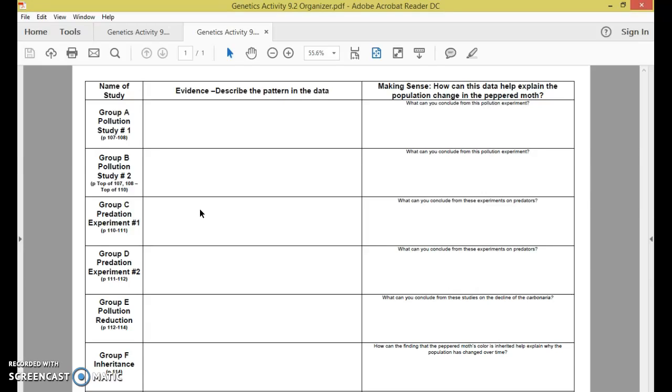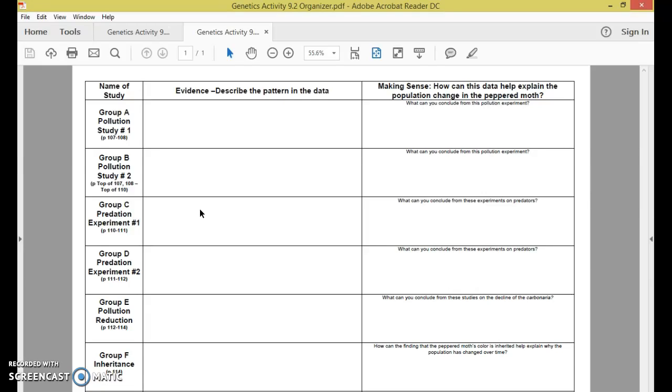It's really important that you understand the evidence and the conclusions we can draw from 9.2, because you're going to end up developing a model from this lesson that you can apply to other species that we're going to study, other changes in populations. So we'll do an activity with finches and another one with giraffes and another one with mosquitoes. So it's important that you understand the patterns that occur in all changes in population.